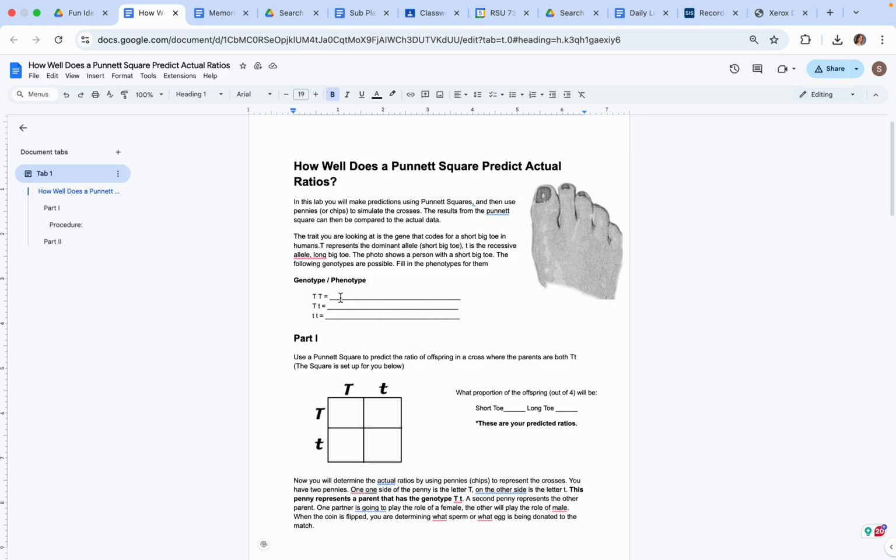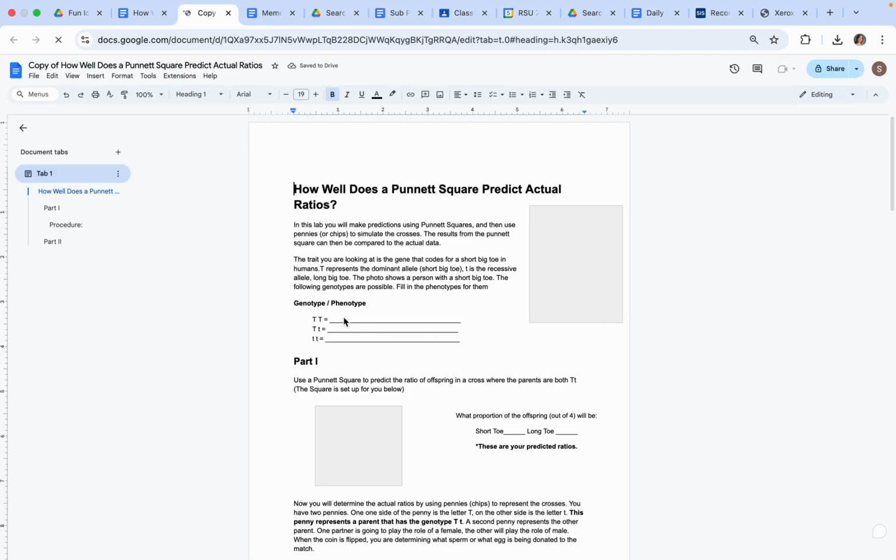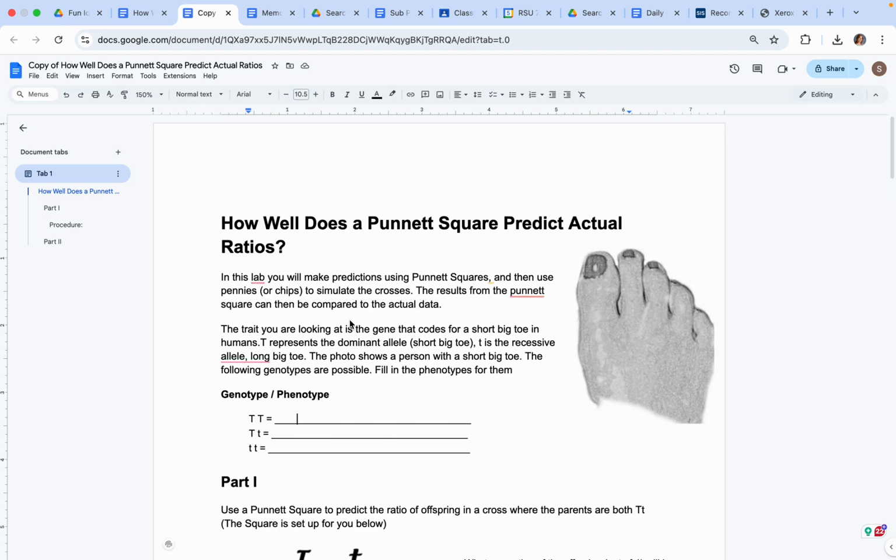Okay, so if I was doing this, I'm going to make myself a copy so I can edit it without changing everyone's. So I would write short big toe. If it was a capital T lowercase t, that would also make a short big toe, just like the picture shows here. And if it's two lowercases, that means the person received the recessive allele from both parents, both long alleles. So that's going to be a long big toe.